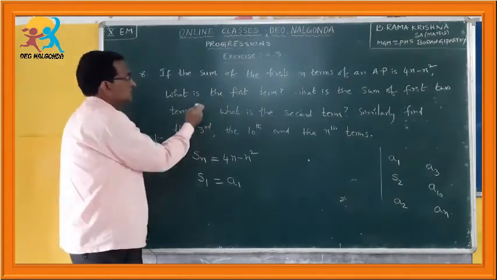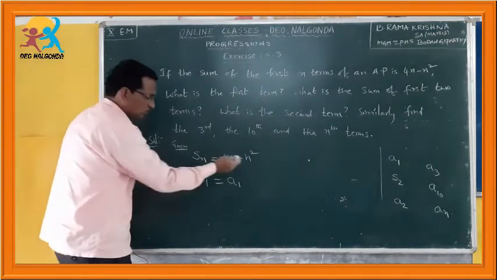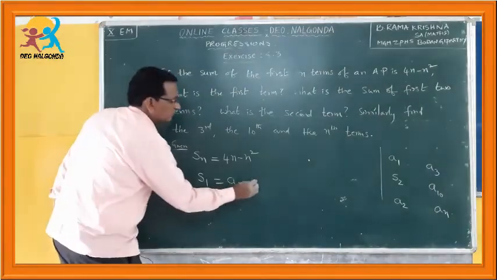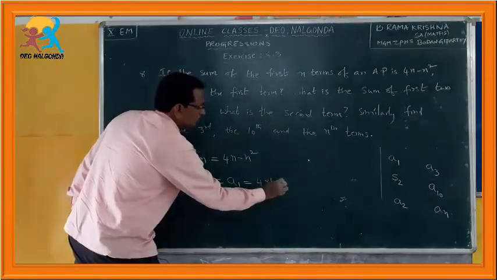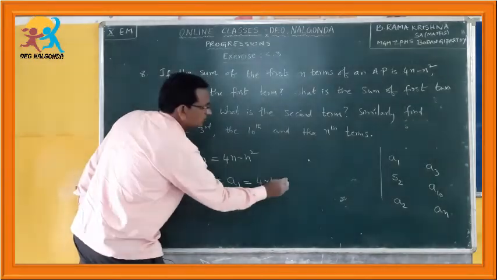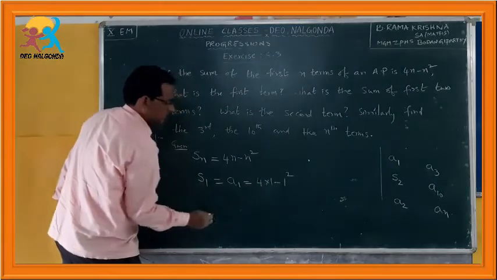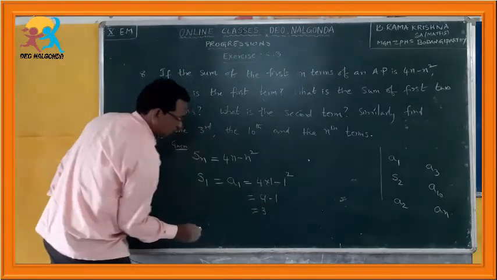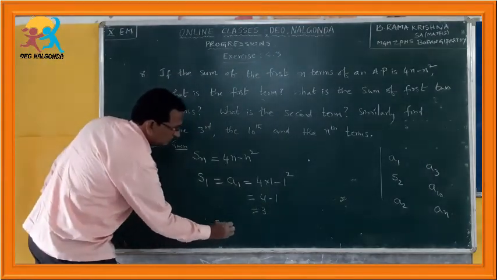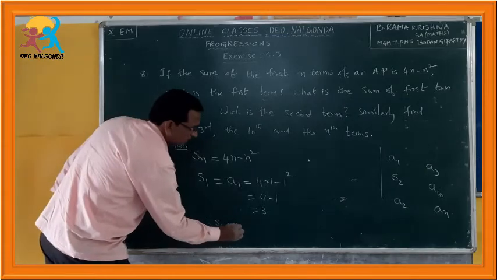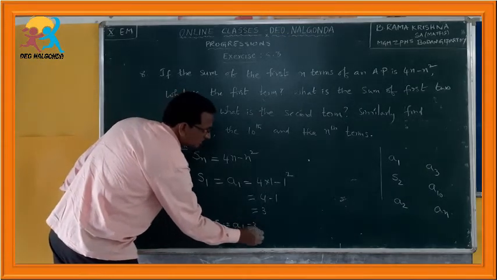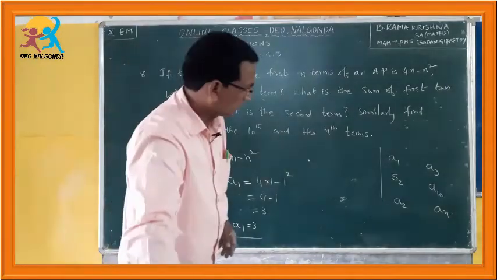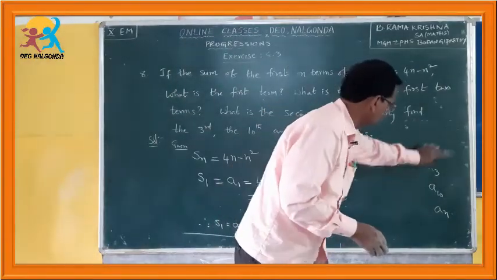What is being asked? What is the first term? You will get it like this, S1, which is equal to, you have to substitute 1 in the place of n. 4 into 1 minus 1 square, which is equal to 4 minus 1, which is equal to 3. Therefore, S1 is equal to A1 is equal to 3. So, we found the first term.